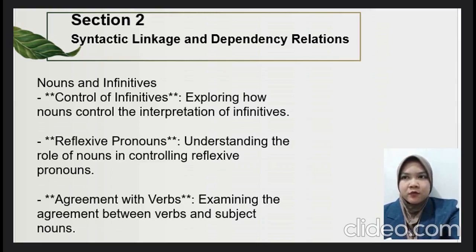Syntactic linkage and dependency relations, nouns and infinitives. Number 1. Control of infinitive is exploring how nouns control the interpretation of infinitives. And the example: in the sentence, "she wants to eat ice cream," she is the subject noun controlling the action of "to eat." The subject she determines who will perform the action expressed by the infinitive "to eat."